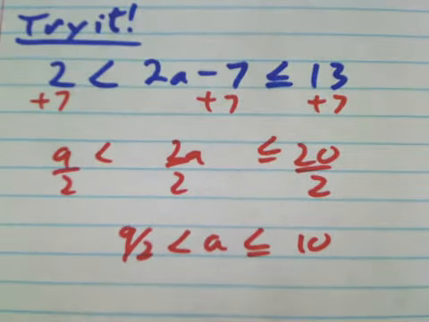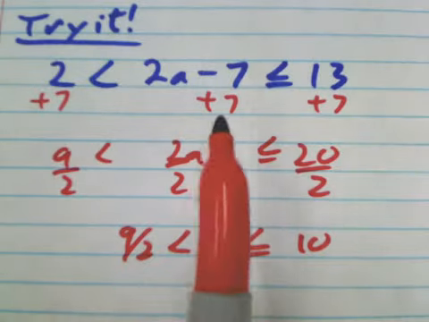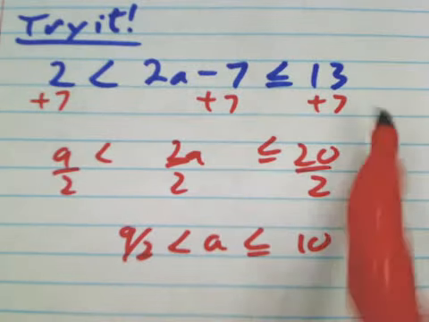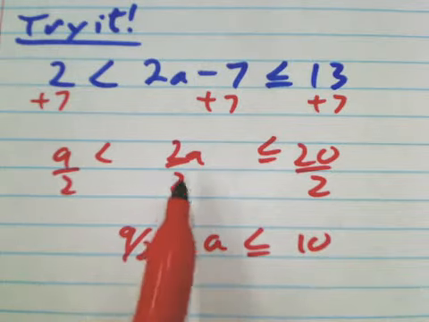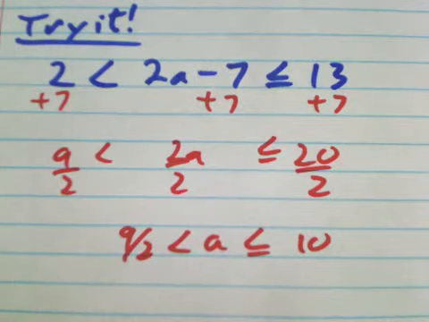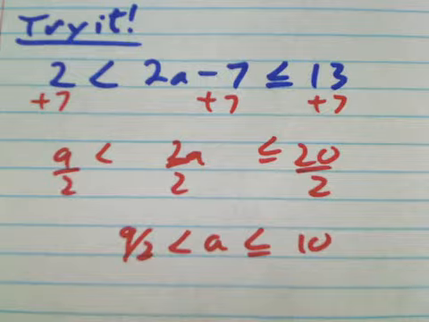Okay, for my try it, this is how I did it. I added 7 to the middle part, so I added 7 to both ends. And then I had to divide by 2. It was 2a, so I divided by 2 everywhere, all 3 places. And I got a has to live between 9 halves and 10, not including 9 halves, but including 10.